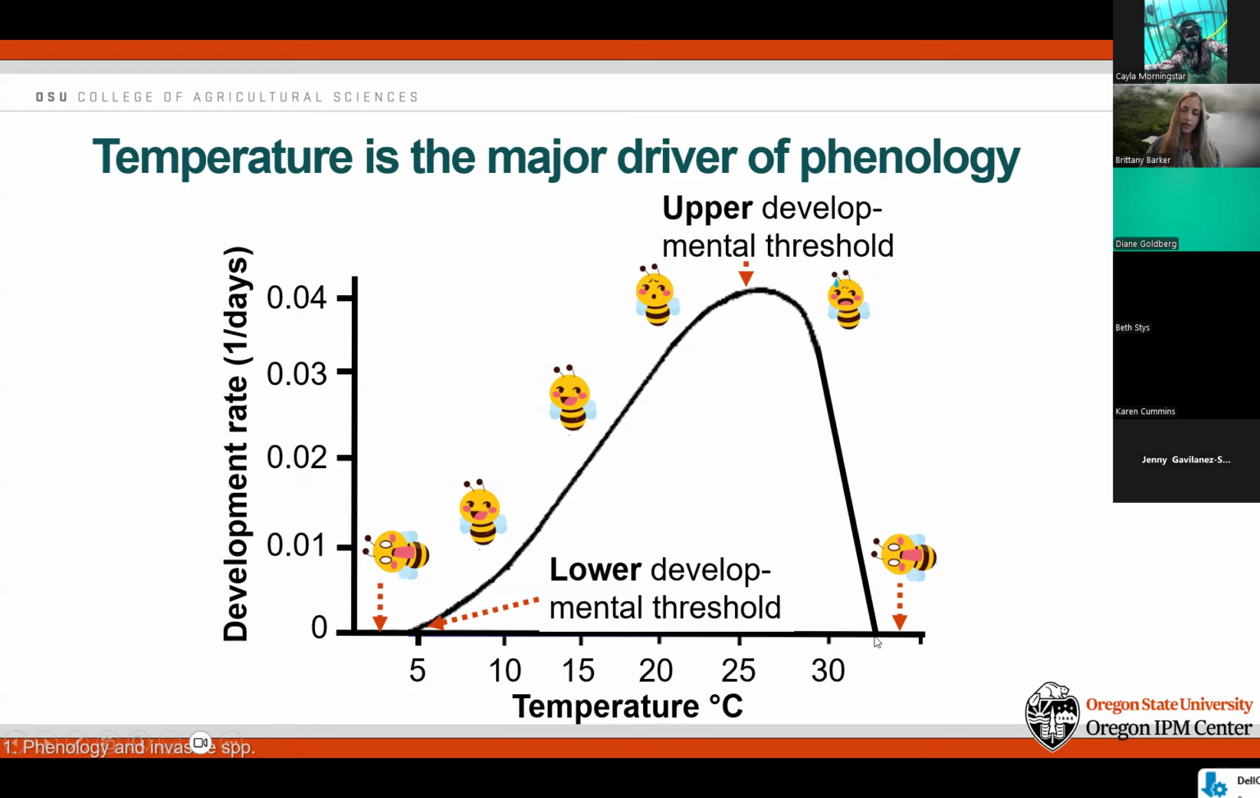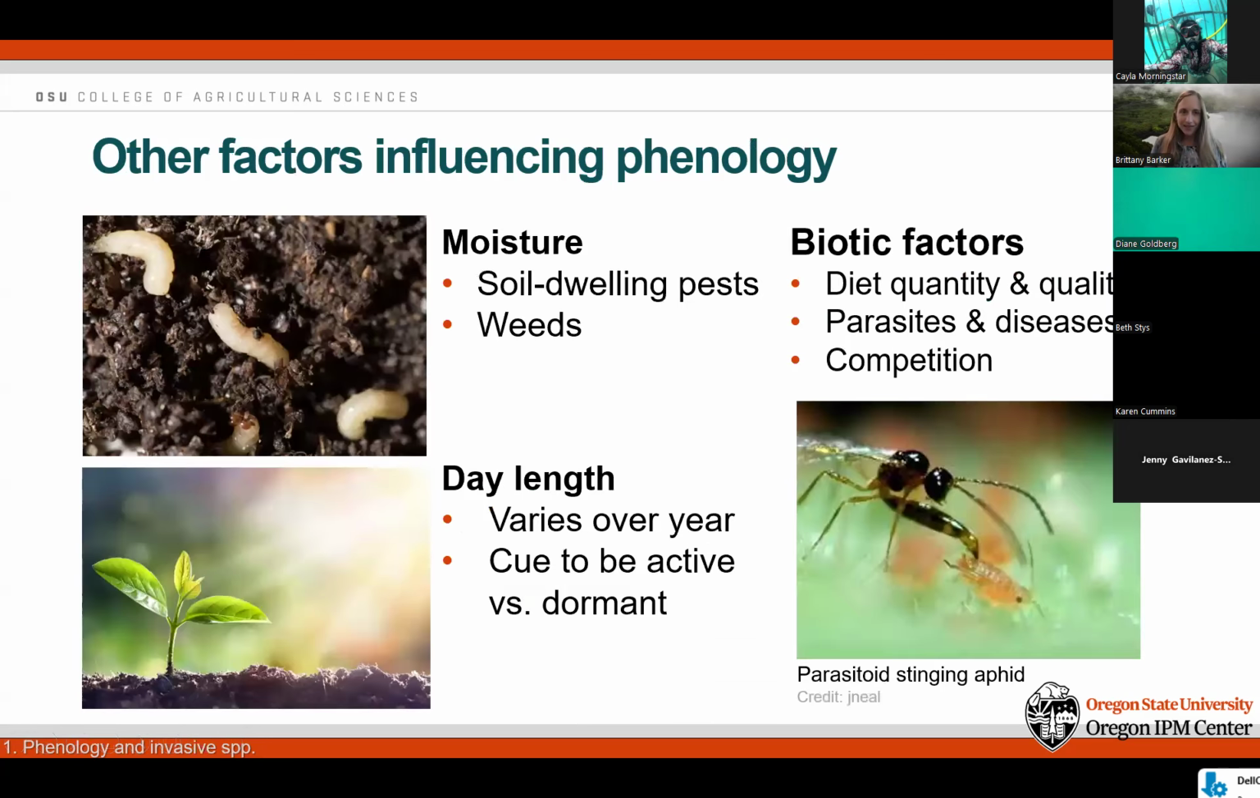The enzymes in the body break down, the cells start falling apart, and then there's too much heat stress accumulating, and the bee dies. So you see it sticking its little tongue out down here. I thought these cartoons were kind of cute. Anyway, so other factors influence phenology.